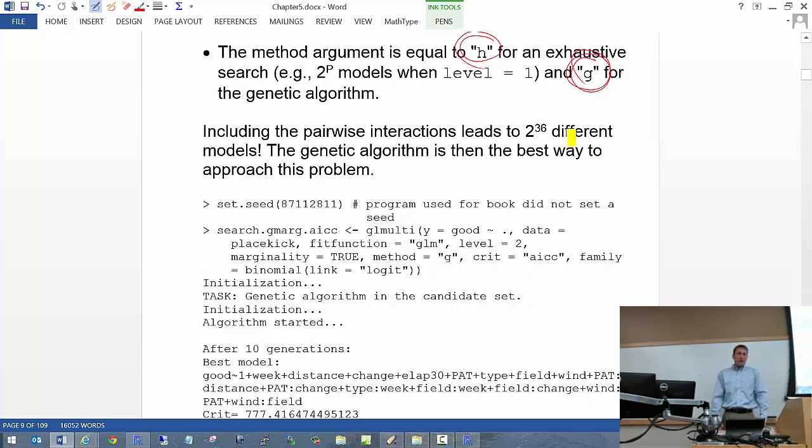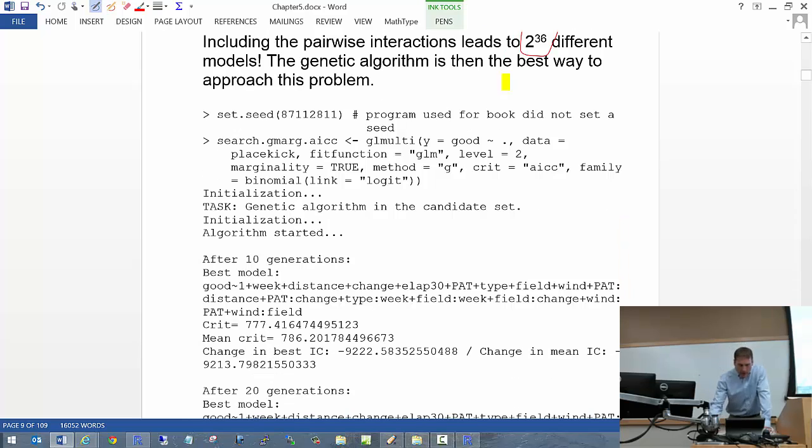So to illustrate what would happen if I use a genetic algorithm with also all pairwise interactions too, let's look at the following code. Note that there are choose 36 different possible models to look at in this situation. So note that an exhaustive search would not be practical to use. That's why I'm using a genetic algorithm. My code's exactly the same except for level equal 2 here, and method equal G. And then lastly, marginality equal true.